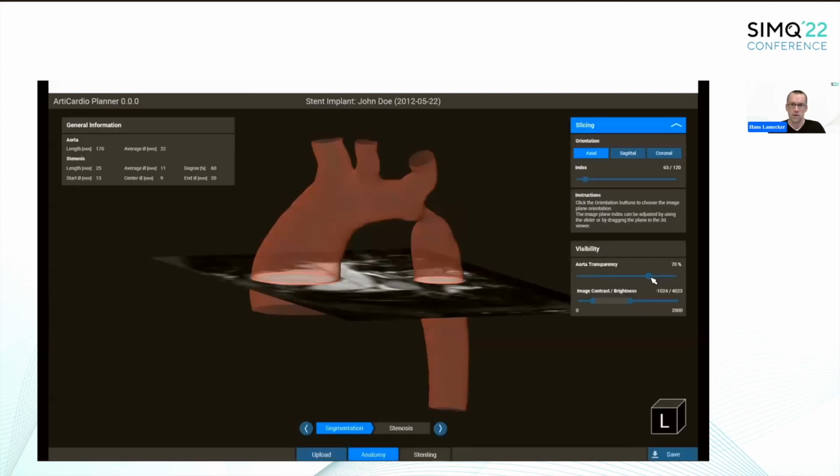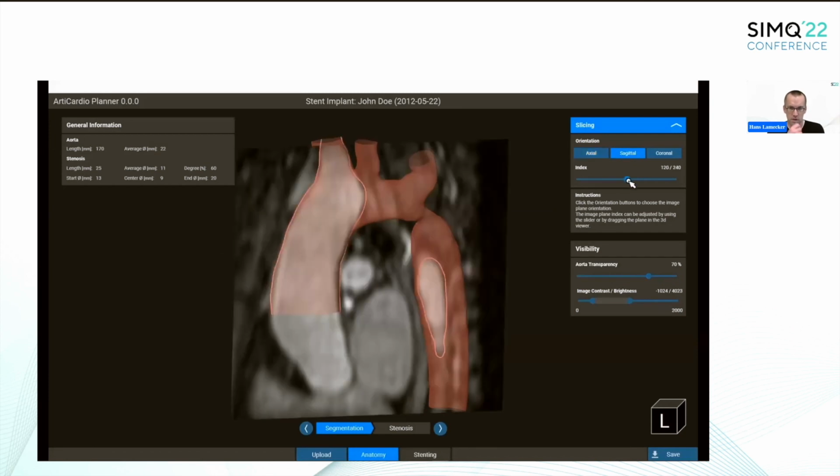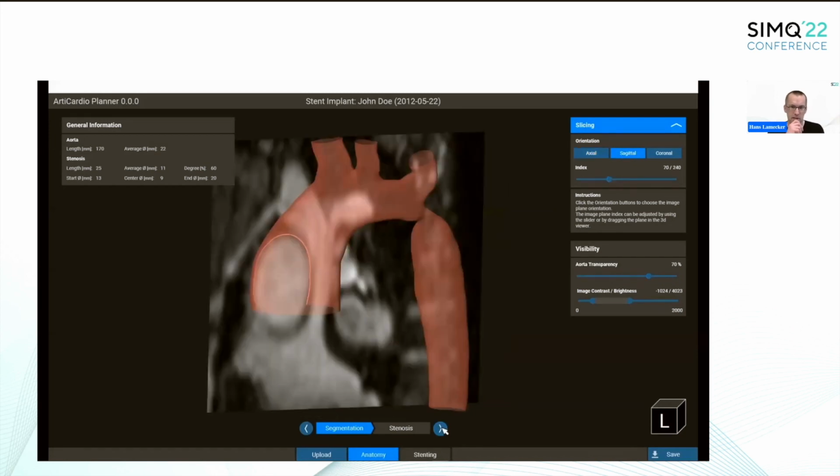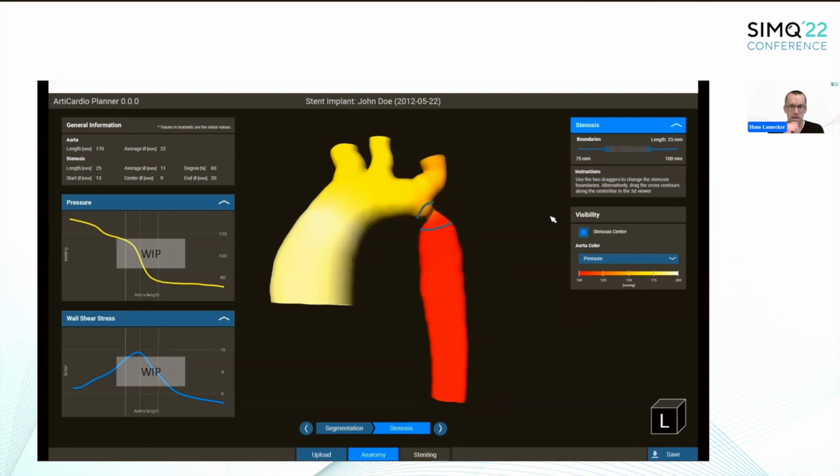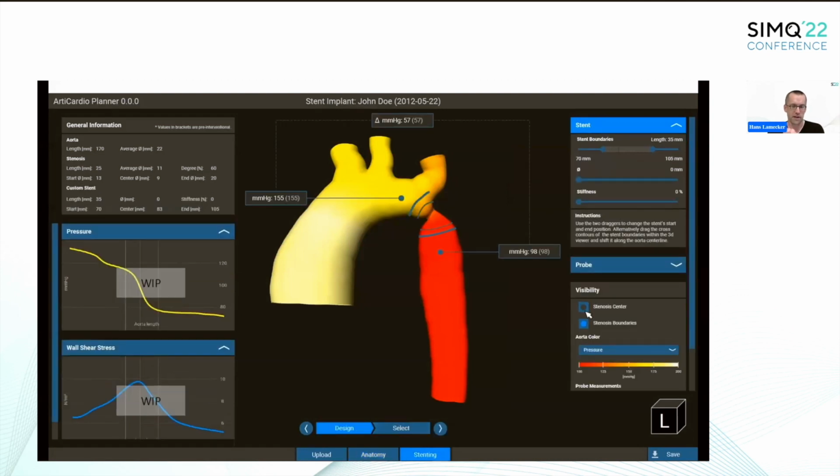So, okay, you load the individual data. We've seen that many times today before, MRI data, and you can inspect the geometry of the aortic arch in this case. And here the idea is that as a user, you can define a stenosis for this patient, and you see immediately what is the functional behavior of the system. So in this case, for instance, the pressure drop around the stenosis.